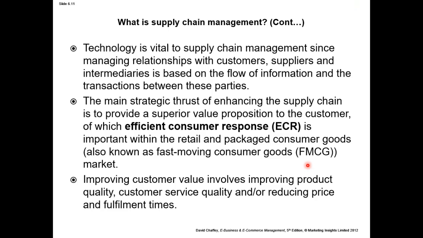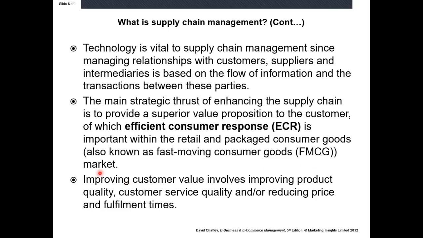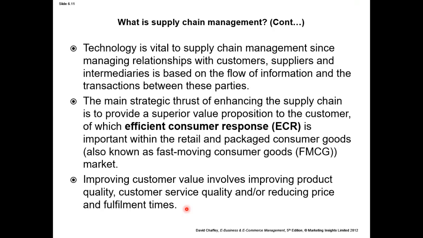So what do you actually mean by improving customer value? We talked about this in detail in the strategy chapter as well. Improving customer value involves improving product quality, customer service quality, and/or reducing price and fulfillment times. So we understood in the previous chapter that delivering value to the customers may come about by using several variables such as product quality, service quality, price, and the fulfillment time.